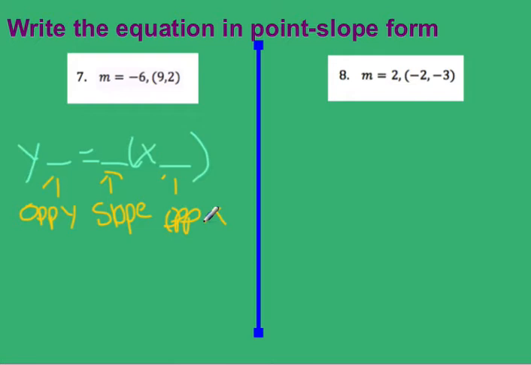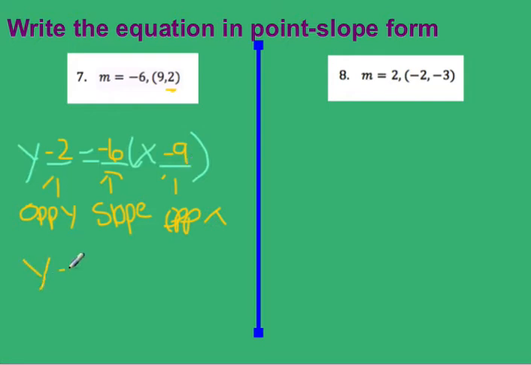Okay, so let's go ahead and do that. Our y-coordinate is 2, so the opposite is going to be minus 2. Our slope is negative 6, and our x-coordinate is 9, so the opposite is minus 9. And I want you to make sure you look at these as minus, not a negative. You are subtracting those numbers.